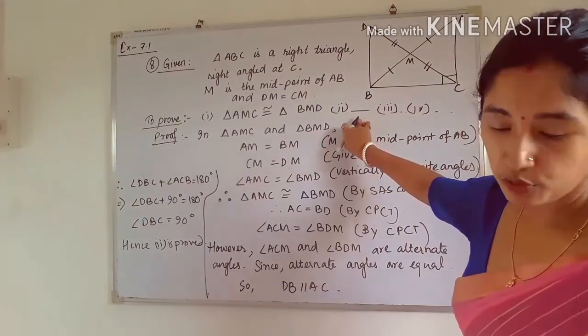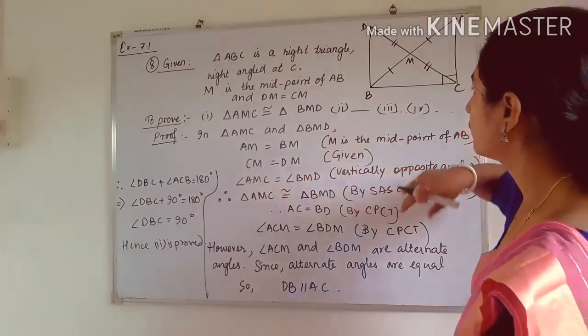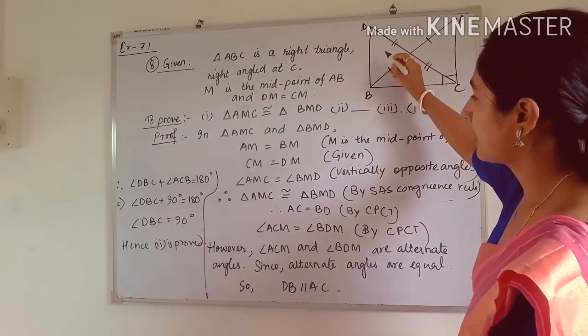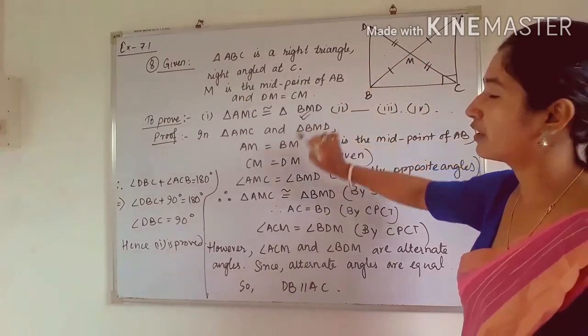Next, what is the proof? First of all, we will take triangle AMC and triangle BMD, because first of all we have to prove that they are congruent.